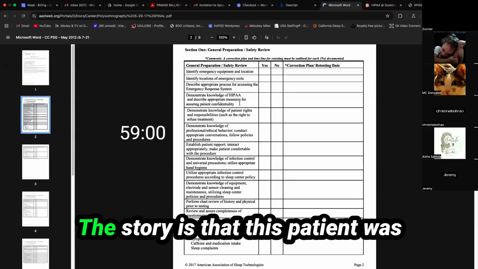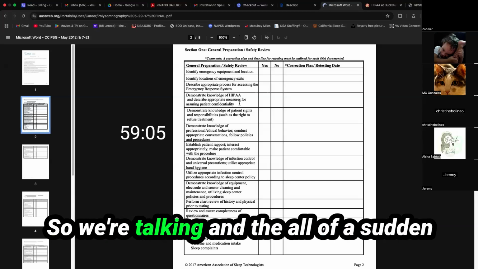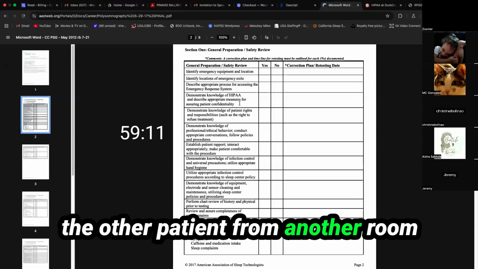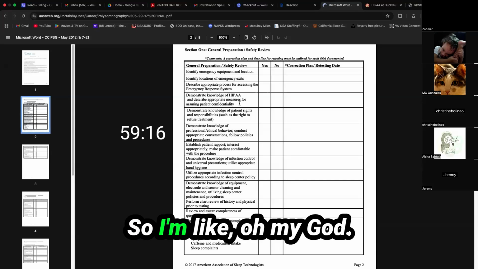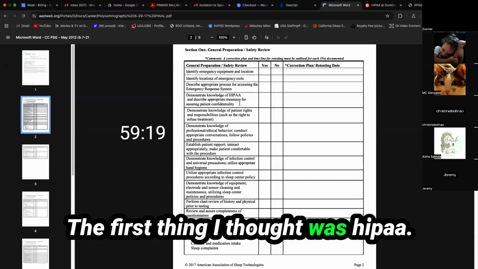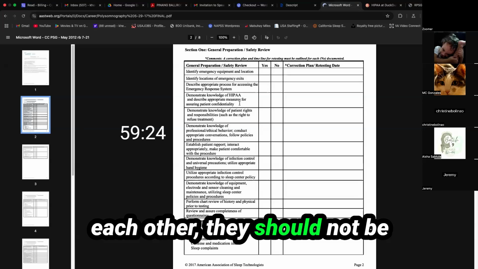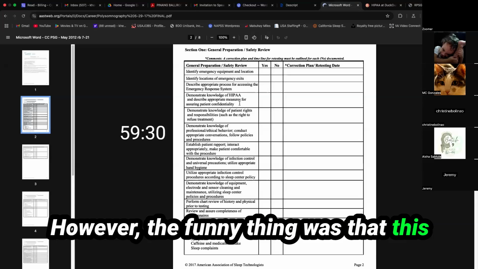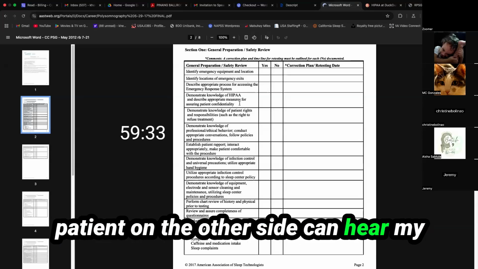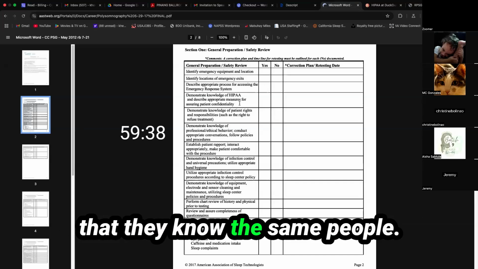But anyway, the story is that this patient was screaming because he couldn't hear me. So we're talking, and all of a sudden, the other patient from another room walked into the patient's room. I'm like, oh my God. The first thing I thought was HIPAA, because they should not be knowing each other. They should not be hearing each other's issues. However, the funny thing was that the patient on the other side could hear my patient, who is screaming, and heard that they know the same people.